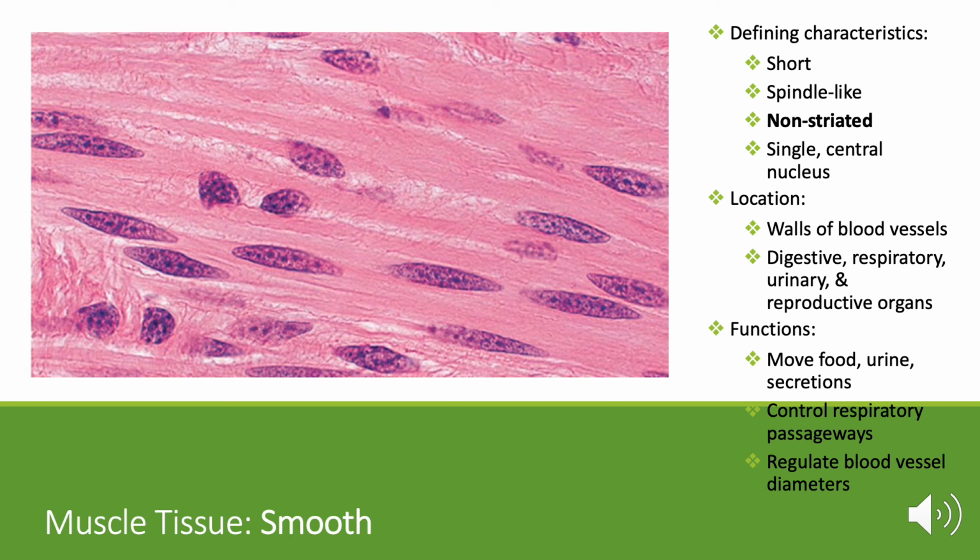The third and final form of muscle tissue is smooth muscle. This is short, spindle-like, non-striated, and uninucleated. The best way to differentiate smooth muscles is the lack of striations. These are found within the digestive, respiratory, urinary, and reproductive organs and function to move substances via peristaltic motion. This tissue is under involuntary control.